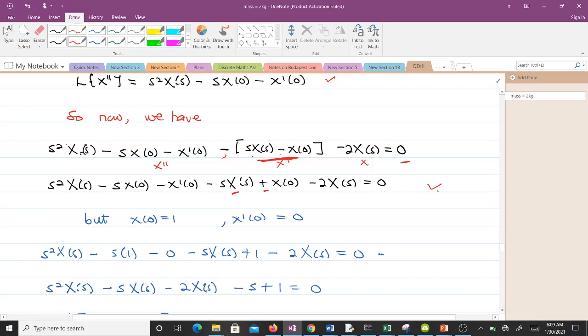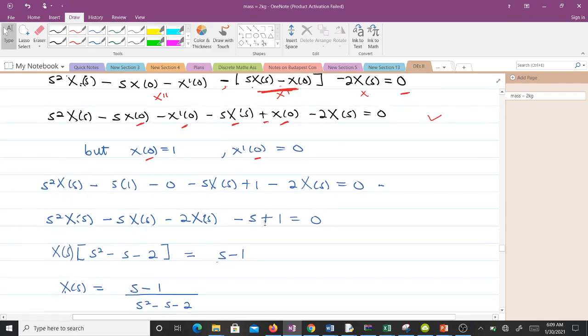Then the second step says we insert our initial conditions, right? So we have to insert our initial conditions, and it is x of 0 equals 1 and x prime of 0 equals 0. That means wherever you find x of 0, we put 1 there. X prime of 0, we put 0 there. So here we put 1 here. So we make that substitution, to give us what we have here.